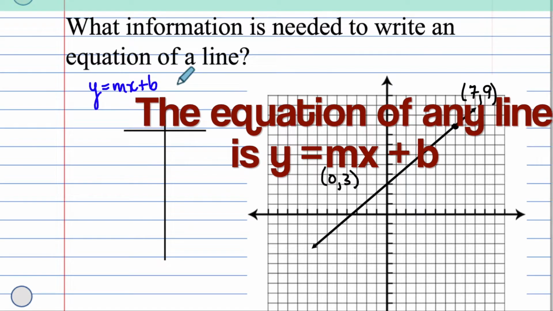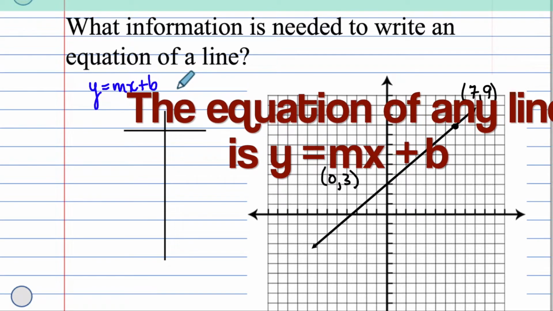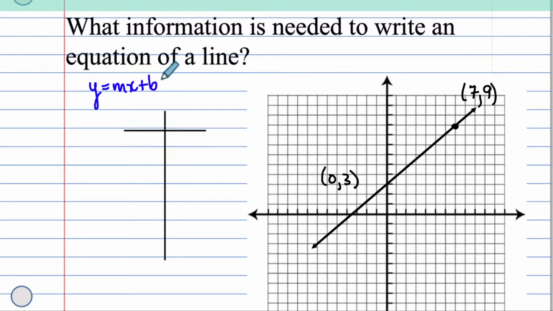The equation of any line is y is equal to mx plus b. Of course, it can be rearranged a little bit, but if y is by itself here, we can read off slope, we can read off y-intercept for any equation, and vice versa. If we know what the slope is and we know the y-intercept, we can plug it into that form. Let's figure out the slope.